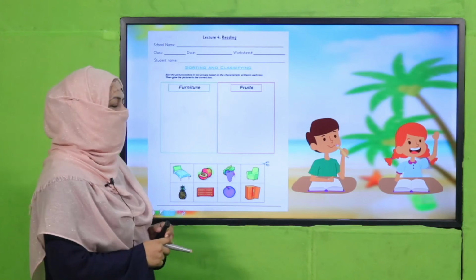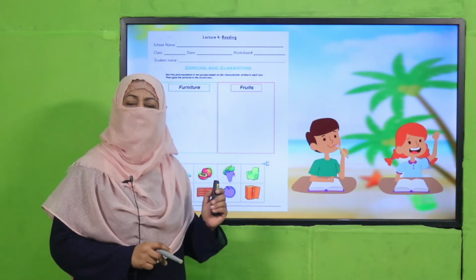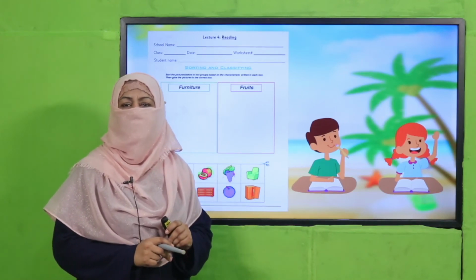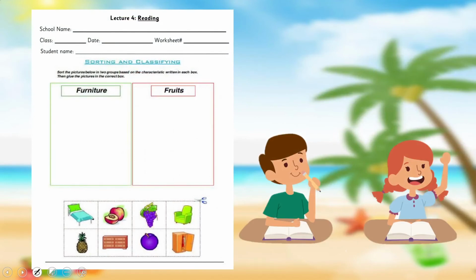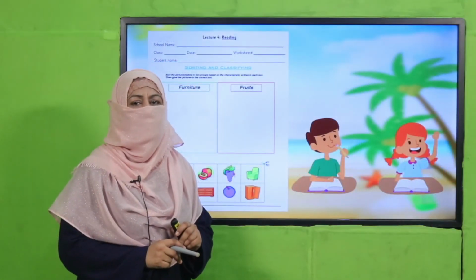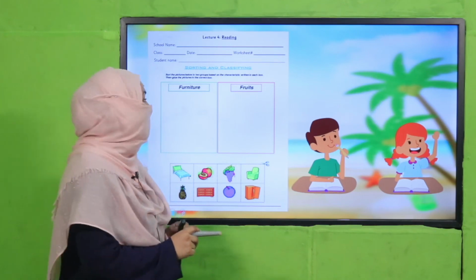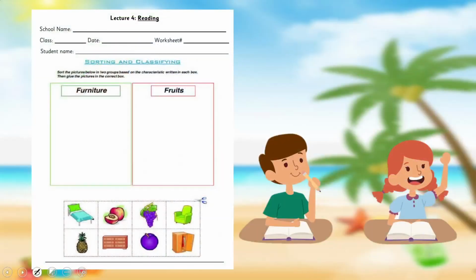And here is a worksheet, my dear fellow teachers. This worksheet, lesson plan, and PowerPoint presentation links are given. You may click it, download it, and kindly provide a printed worksheet to students for practice. And students, what you are going to do, you will sort the pictures. The pictures are given here. You will sort them into furniture and fruits.